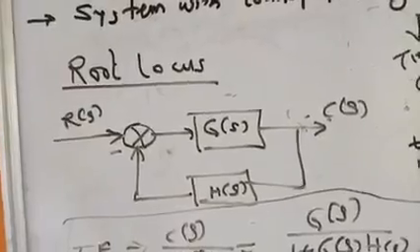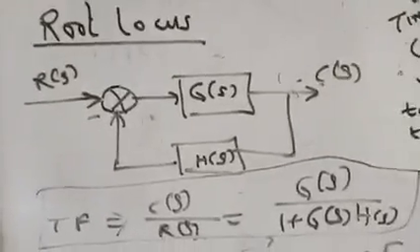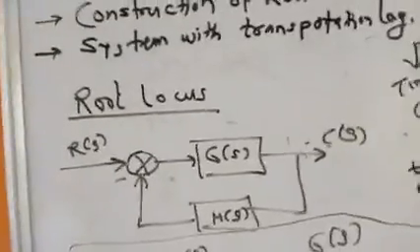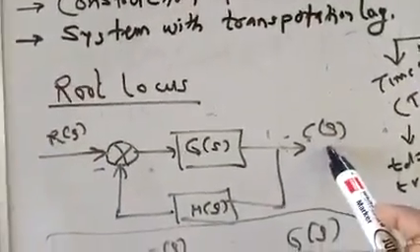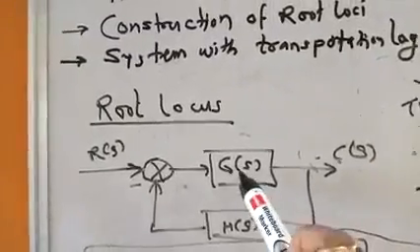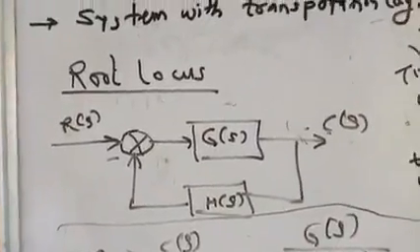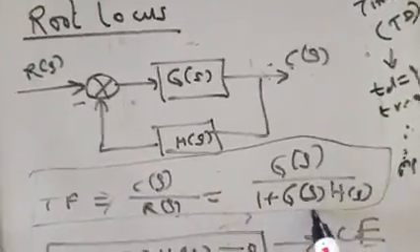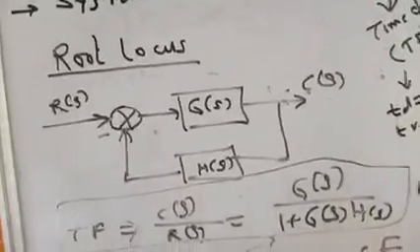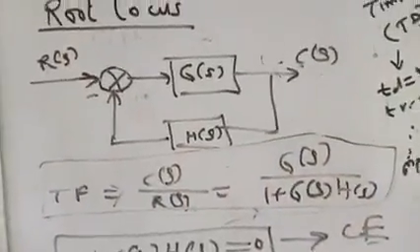Everybody knows about the one feedback system. Here in this feedback, R(s) is the input, C(s) is the output, H(s) is the feedback gain, G(s) is the forward gain. We consider negative feedback. What is the transfer function? The transfer function C(s) by R(s) is equal to this. Everybody knows this transfer function. In every unit we used this formula.